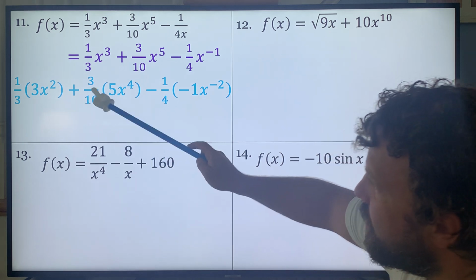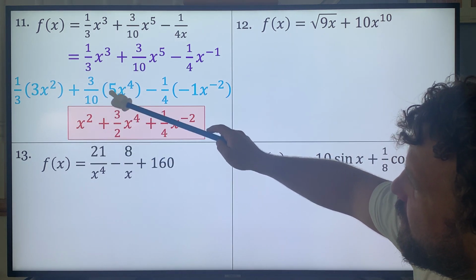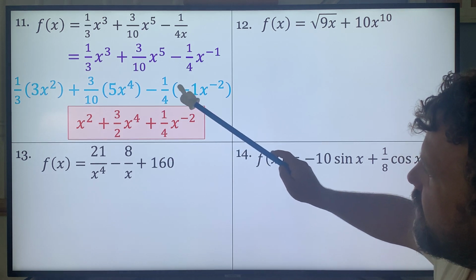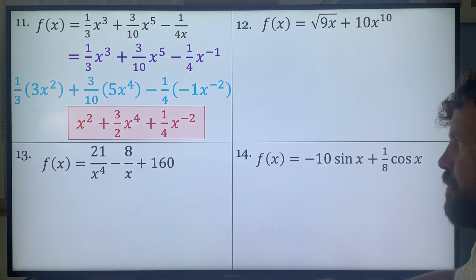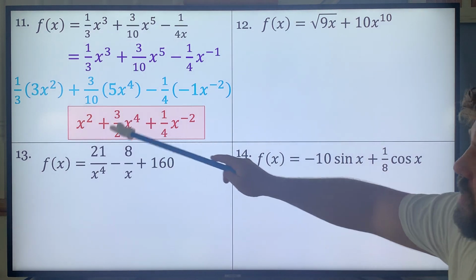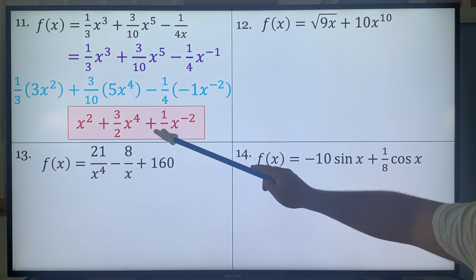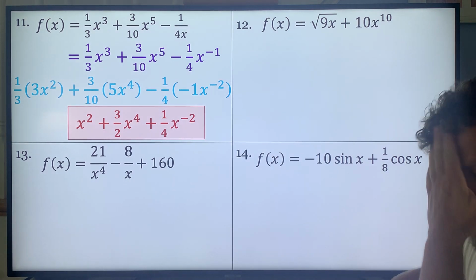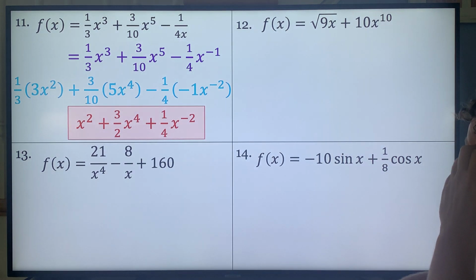1/3 of 3 is 1. 3 times 5 is 15 over 10. That reduces to 3/2. And a negative and a negative is a plus 1/4 x to the -2. If you want to make this x squared plus 3/2 x to the 4th plus 1 over 4x squared, that's acceptable as well. All right, I don't always have enough space to write everything, that's why.